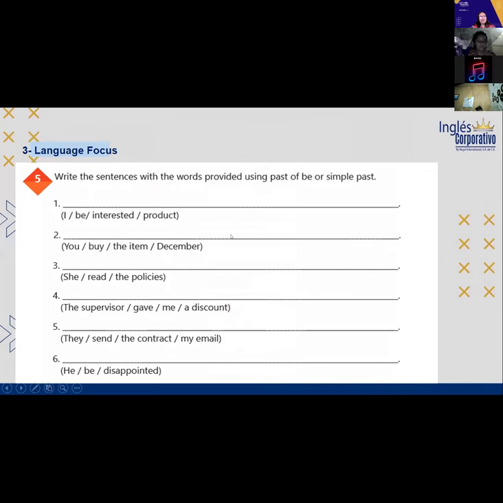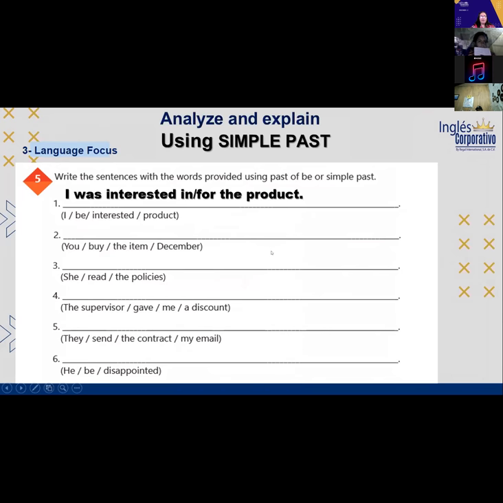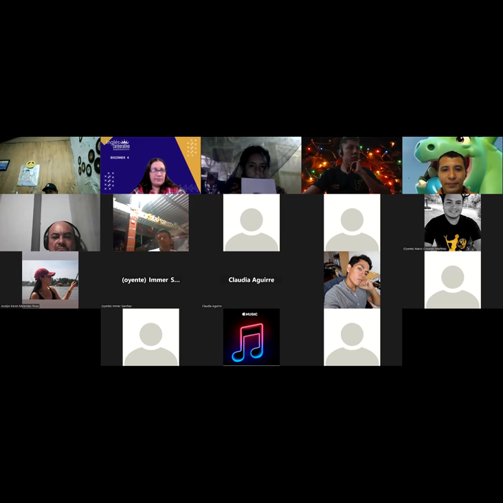Aquí tienen estas sentences, pero ahorita no las vamos a resolver. Don't worry. Bueno, aquí me parece resuelta, pero I don't want you. Hold on. One second. La primera sí porque era con el verb be, pero it's okay. Let me see.